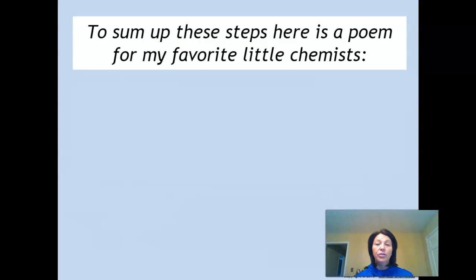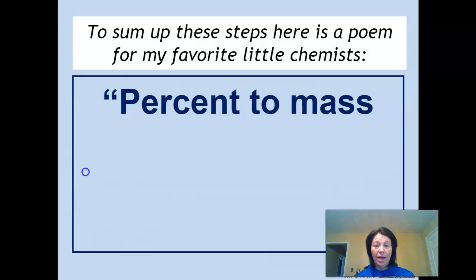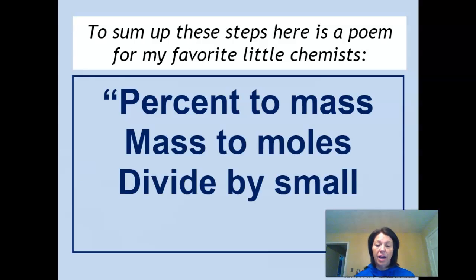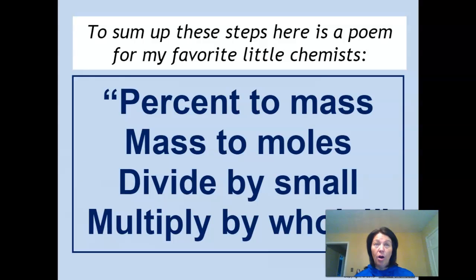All right, so here's a little poem. Kind of get it stuck in your head, and that will help you memorize the steps of this. So here's your poem. It is percent to mass, mass to moles, divide by small, multiply by whole. So you would change your percent from the percentage to the mass out of 100 grams. You're going to divide that mass by the molar mass to give you the number of moles. Divide by the smallest mole answer, and then multiply by whole numbers if you need to. Only if you need to.